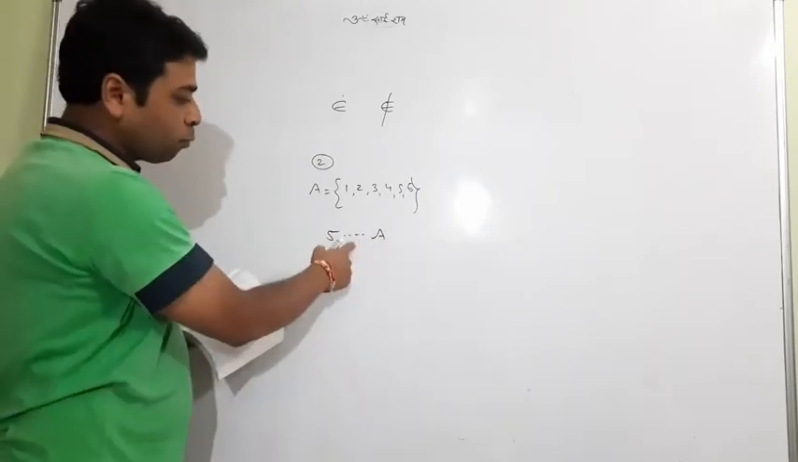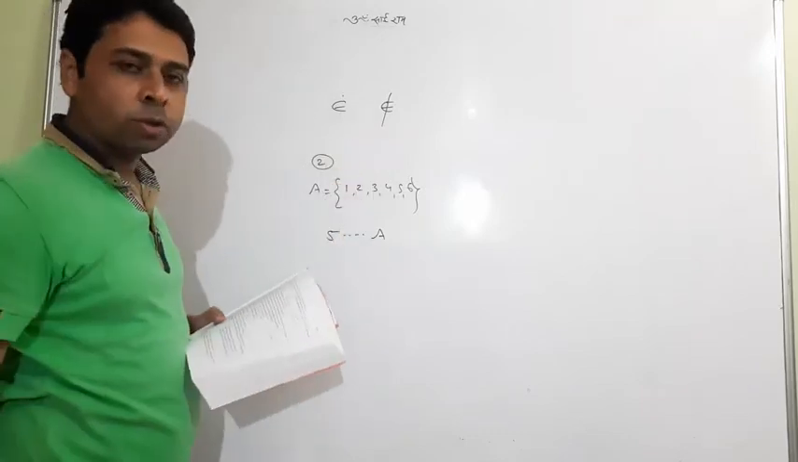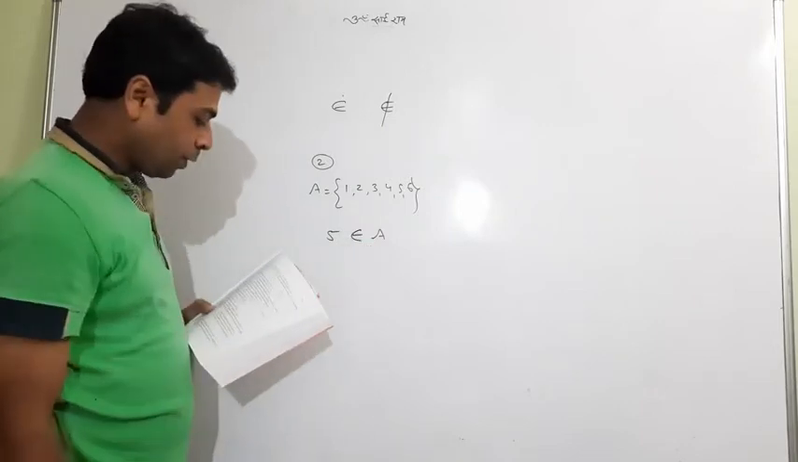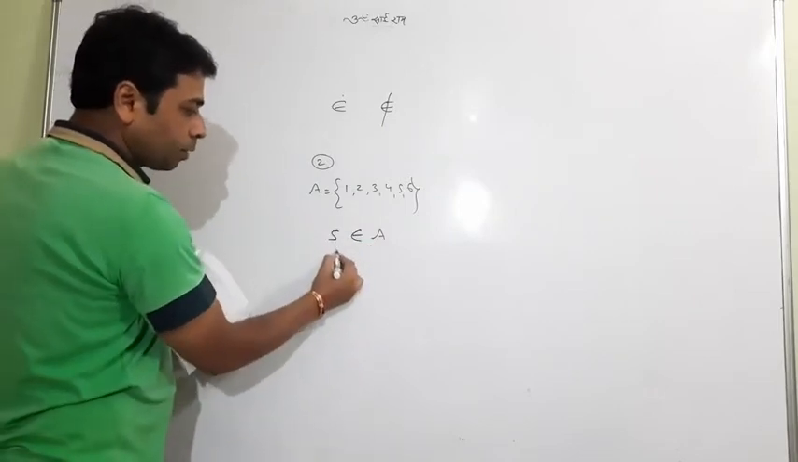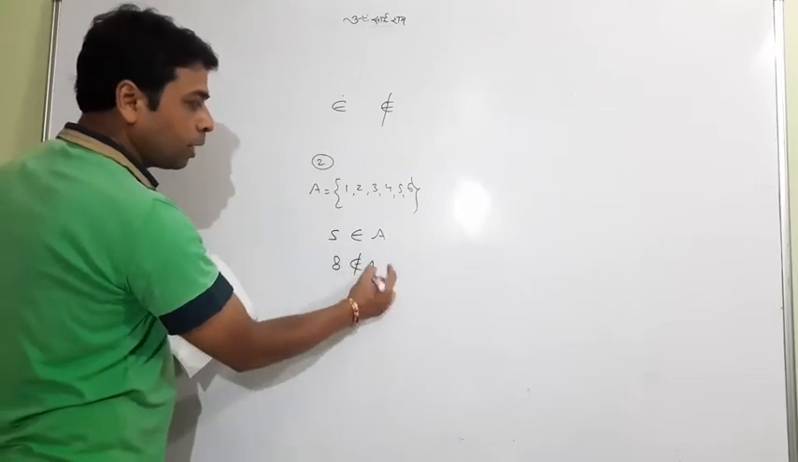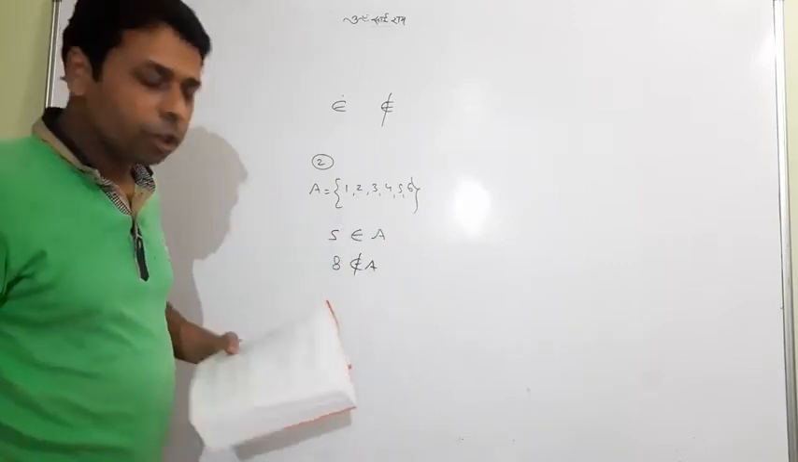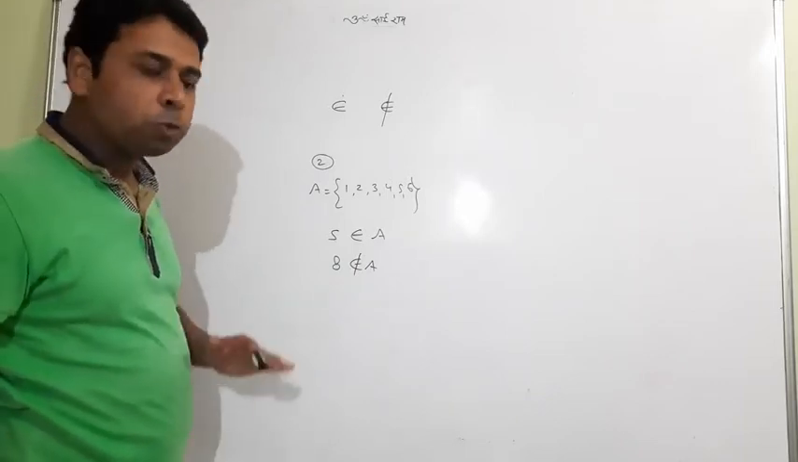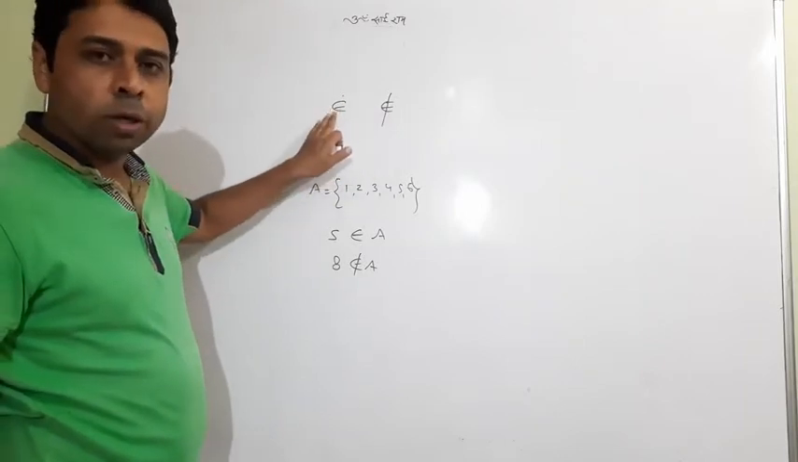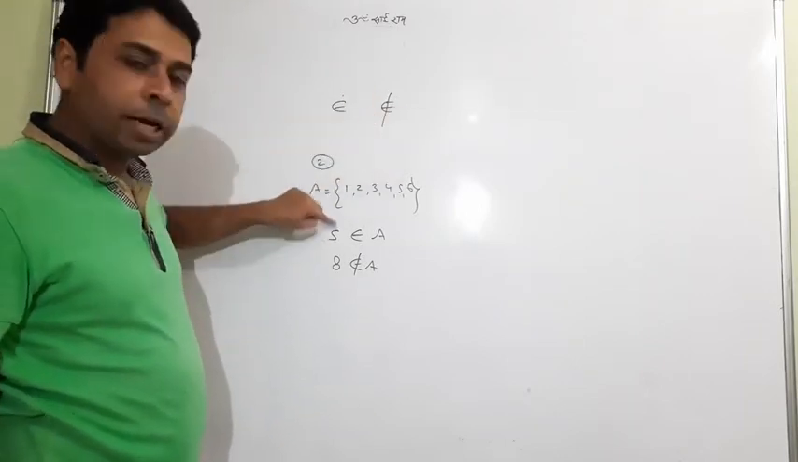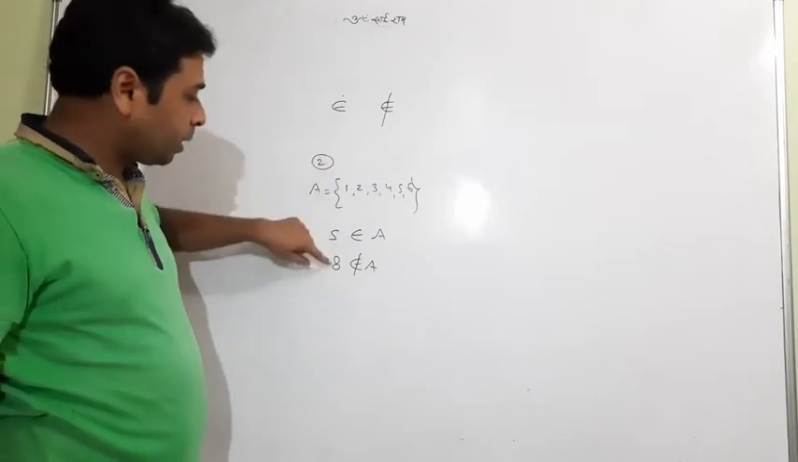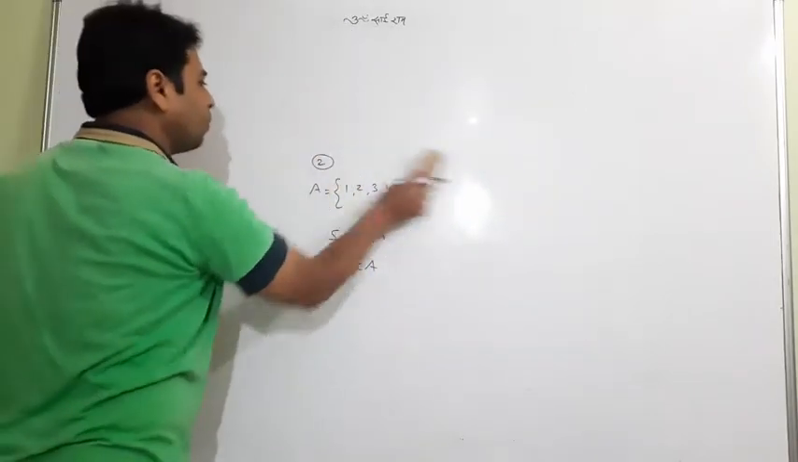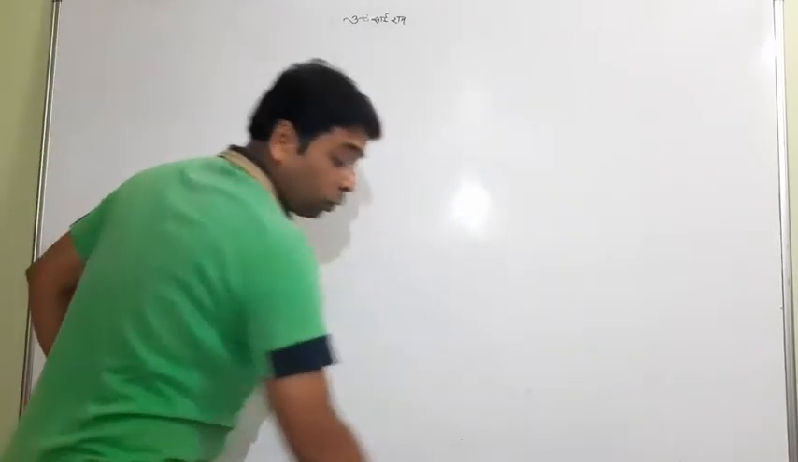So here we have to fill in one of these two symbols. Of course 5 is here, so I will write 5 belongs to A. If it is 8, I would say 8 does not belong to A because 8 is not here. So it is a very simple symbol. I just want to introduce you to these two symbols: belongs to, and does not belong to. If the element is contained in A, belongs to will come. If the element is not contained in A, does not belong to will come. Okay, this is enough, I think, because one can check it very easily on their own.